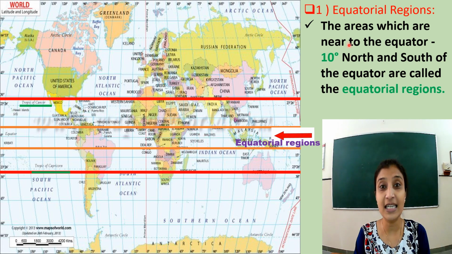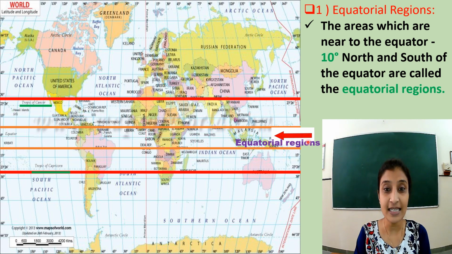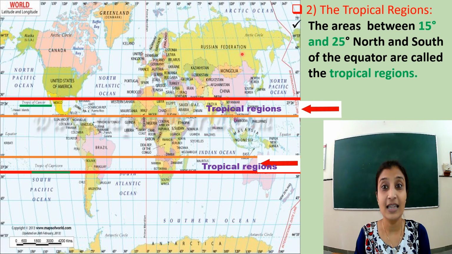The first is the equatorial region. The areas which lie in the 0 degree to 10 degree north and south are called the equatorial regions. Look at this part, children. These areas are called the equatorial regions. The second is the tropical region. These areas lie between 15 degrees to 25 degrees north and south. Look here, children. These areas are called the tropical regions.